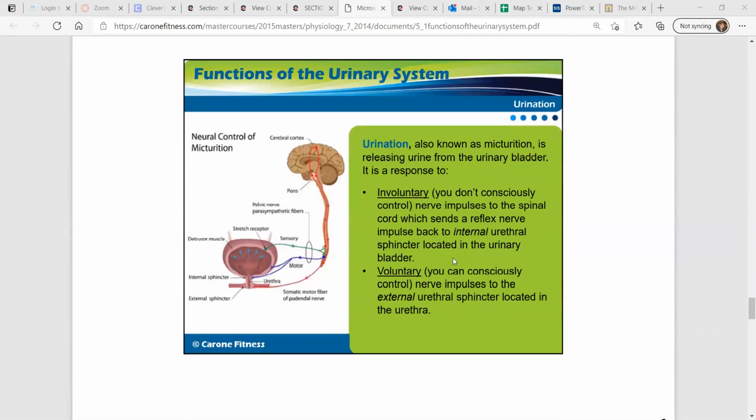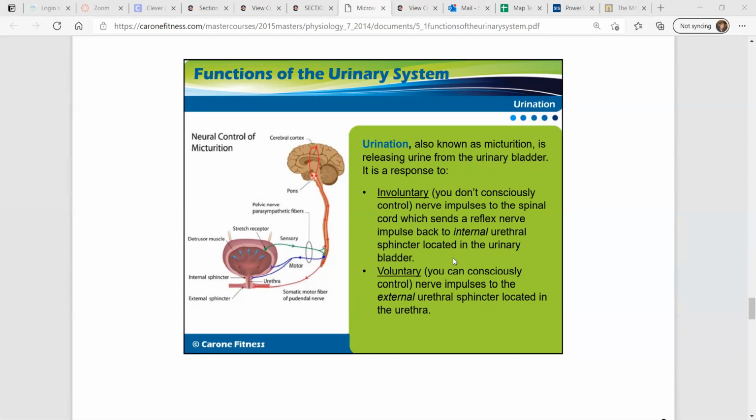Urination, also known as micturition, I'll be honest, I've never heard it called that before. We'll stick with urination, is releasing urine from the urinary bladder. It's a response to involuntary, meaning you don't consciously control these nerve impulses to the spinal cord, which send a reflex nerve impulse back to the internal urethral sphincter located in the urinary bladder.